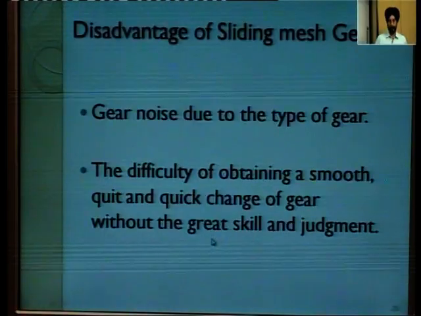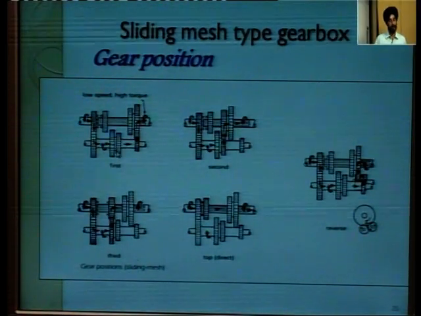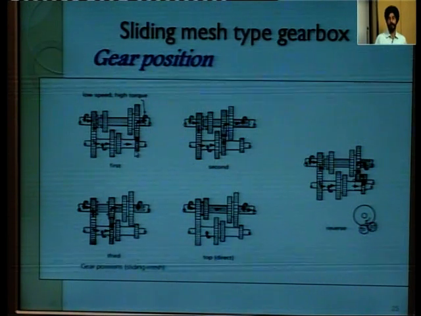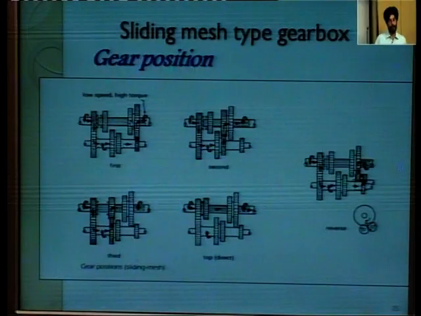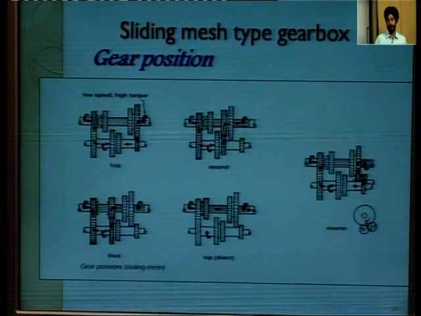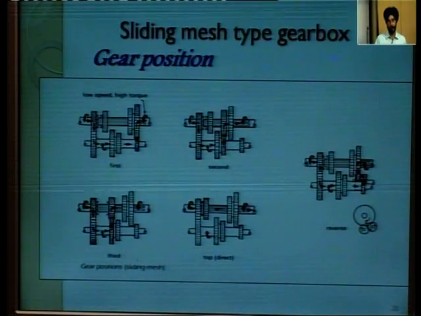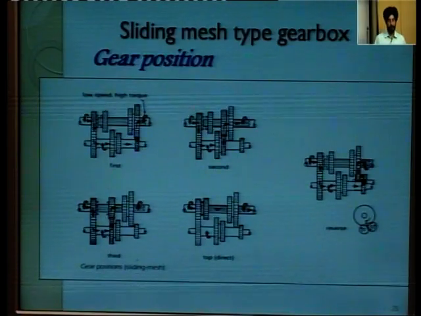In this case, when we want to engage any gear, the lay shaft gears are always running at different speeds, and the output shaft gears are at different speeds. When we engage these types of gears, there are chances that they may clash because of different peripheral velocity and may damage the teeth.